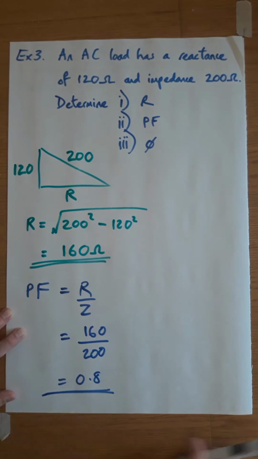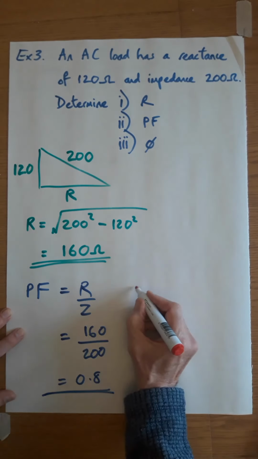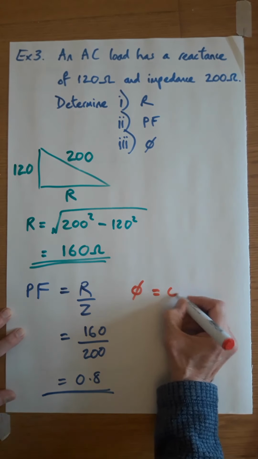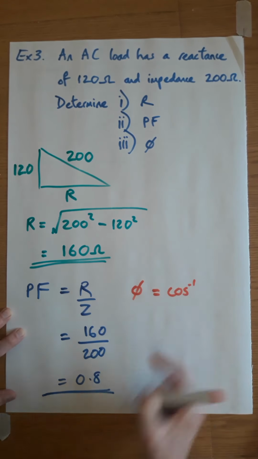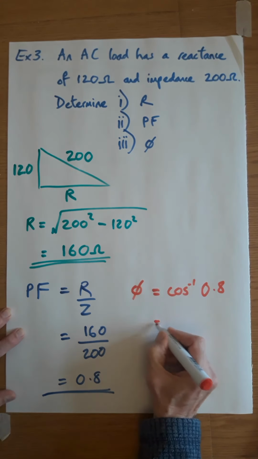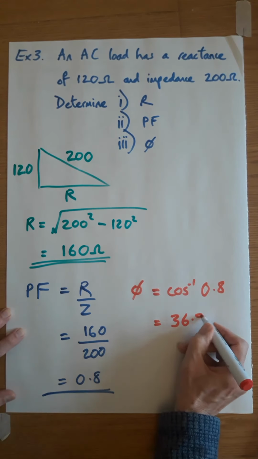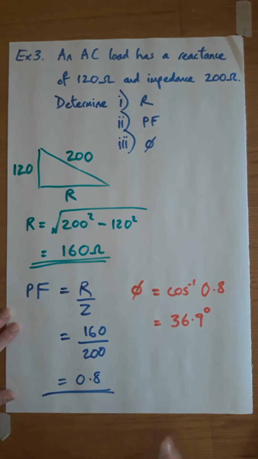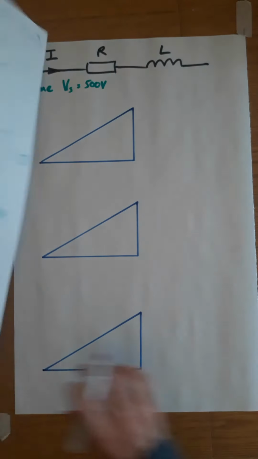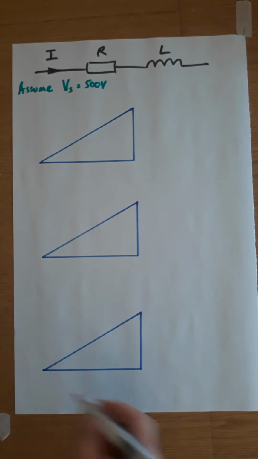Next step, let's find phi. I'm going through routines over and over. Hopefully you'll begin to remember them. Cos to the minus 1 of this number, your power factor. And that will bring us to 36.9 degrees. Okay, so there's a couple of examples. Hopefully they'll help you through the questions on the worksheet.